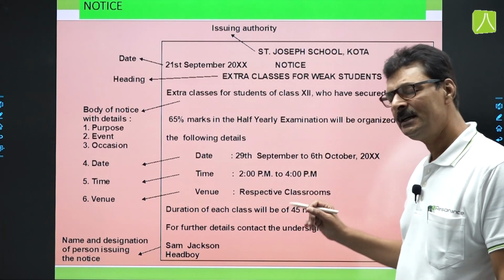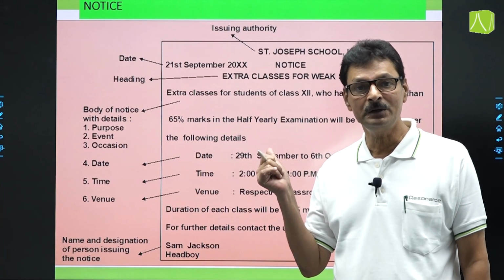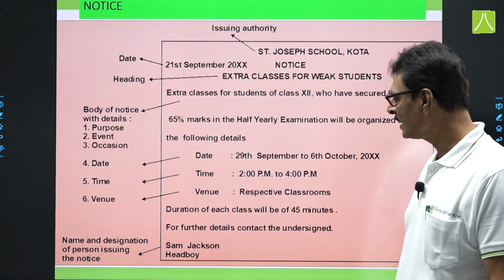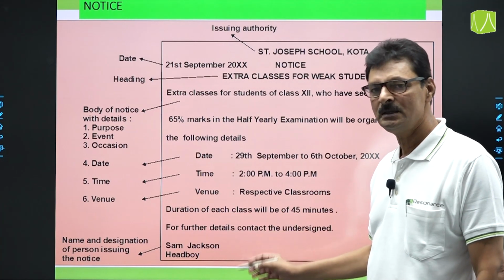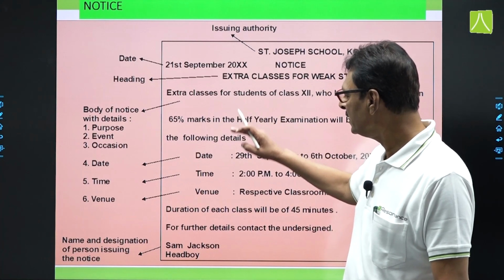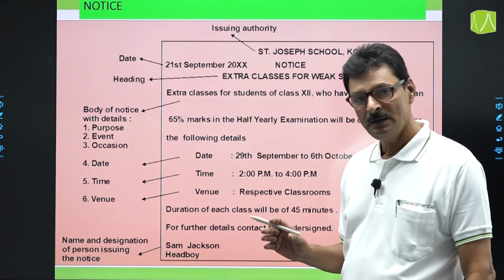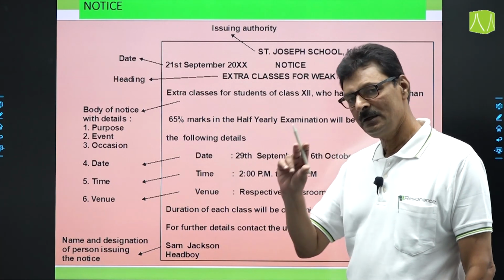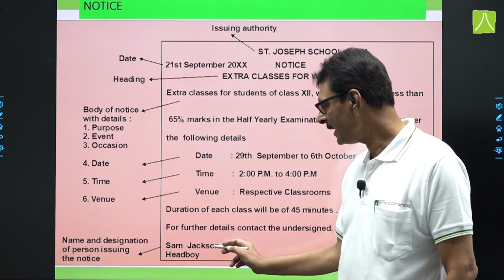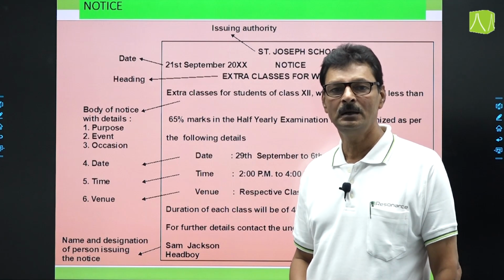After you put up the thing, try to add one additional relevant piece of information related to that particular event. So, I will just put up: duration of each class will be 45 minutes, and if you feel like, in most of the notices you can write: for further details, contact the undersigned. So, do not leave lines in between anywhere. Between the name and this last line you can leave a space. So, leave a line over here, write the name, and below it will be the designation of the person who is putting up the notice.